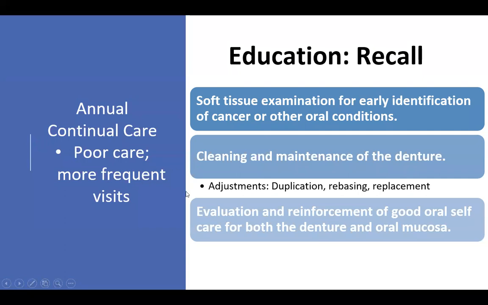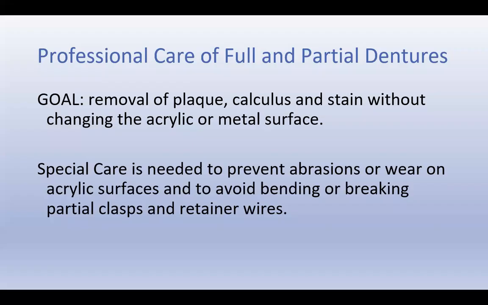For annual continual care, it's important to do a soft tissue examination for early identification of cancer or other oral conditions, and cleansing and maintenance of the denture. We want to make sure that they don't need adjustments or some kind of replacement or reline. Evaluation and reinforcement of good oral self-care, both for the denture and for their mucosa. Professional care of full and partial dentures: the goal is to remove the plaque, calculus and stain without changing the acrylic or the metal.